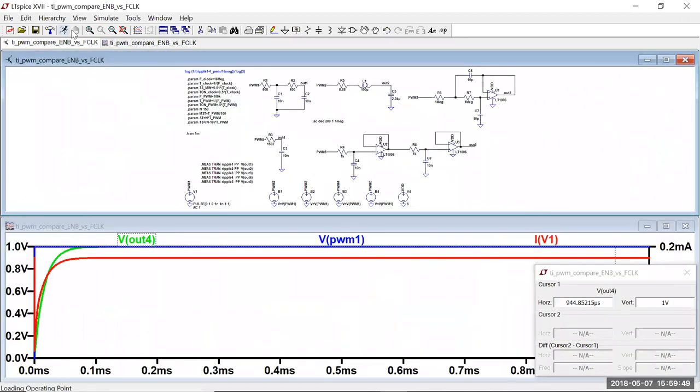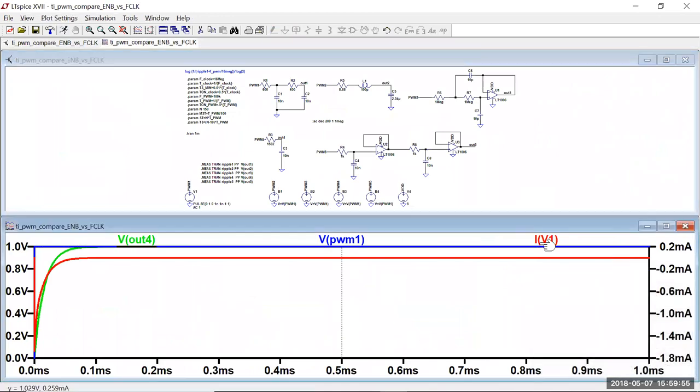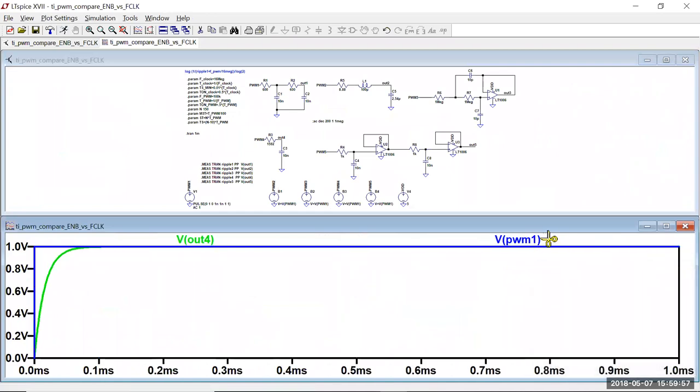All right. Okay, so I get the rise time there. Now, maybe I don't need to go that long, right? I can cut the simulation time down, but I just wanted to show you a trick.